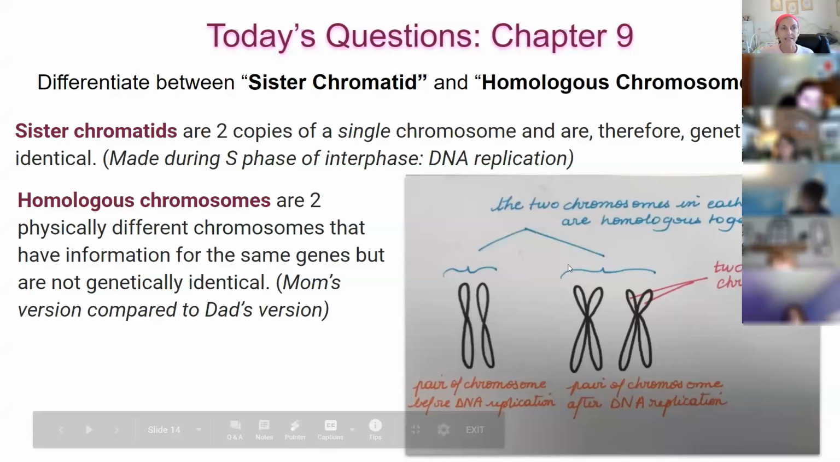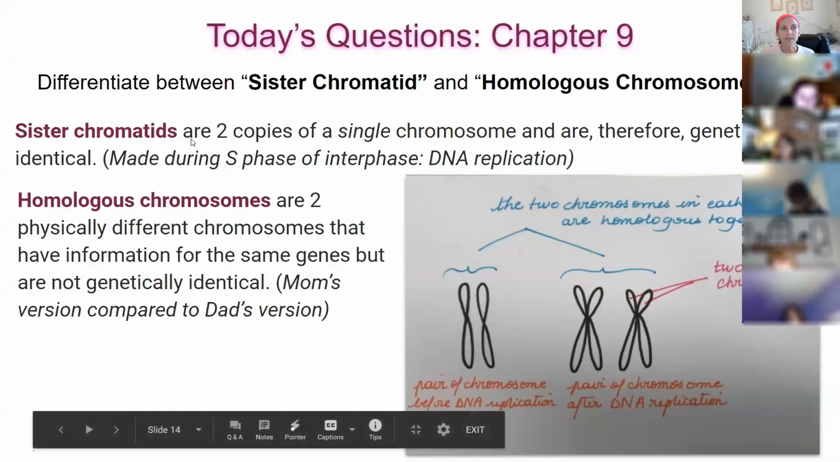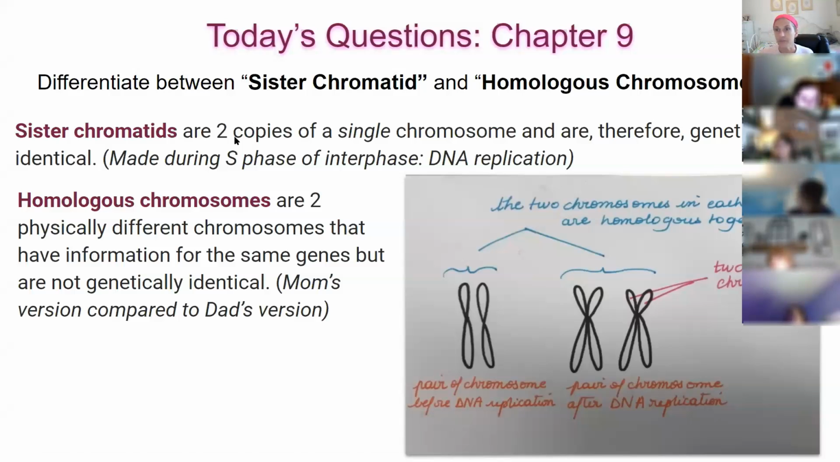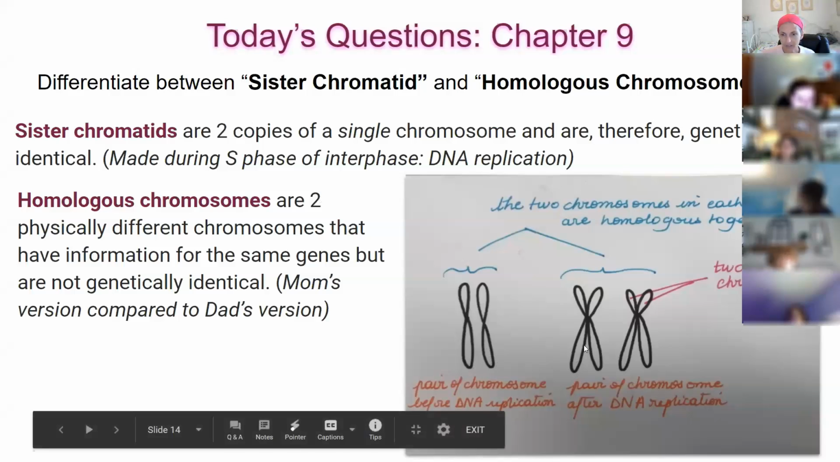Okay, so sister chromatids, remember we start with 46 chromosomes and then we make copies of each of those. So the sister is the copy. So here I have, you see when they're in X's, these are sisters. So it's a relationship between the two. It's the copy that's made during the synthesis phase.